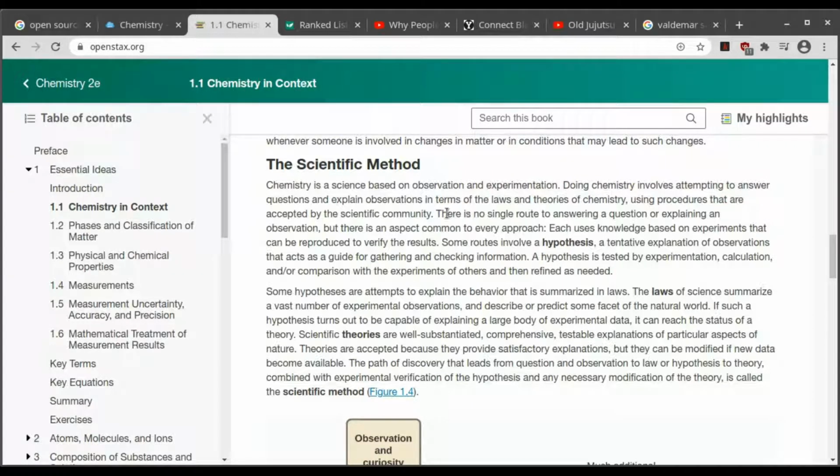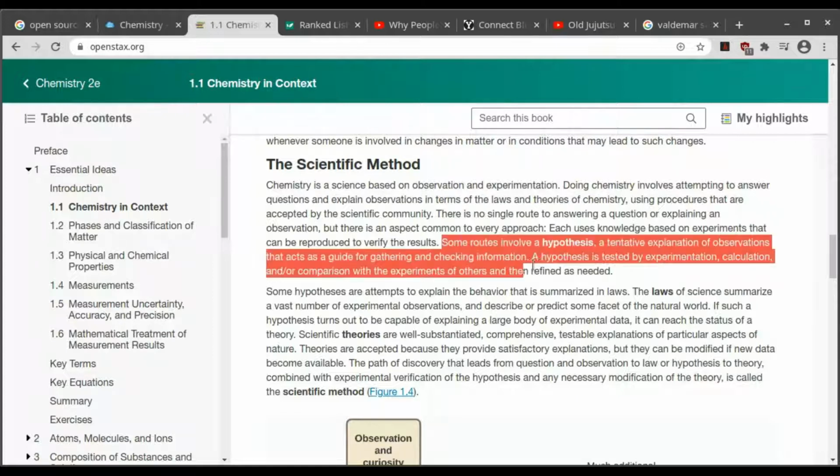Some routes involve a hypothesis. Your key terms are often bold in any textbook. And so we get a definition of a hypothesis. A hypothesis is tested by experimentation, calculation, and or comparison. A hypothesis is a tentative explanation of observations that act as a guide for gathering and checking information. So these two sentences we're going to highlight and add a note. And you can use different colors. I'm just going to use yellow and just name the note as hypothesis. And then I'm going to click save.